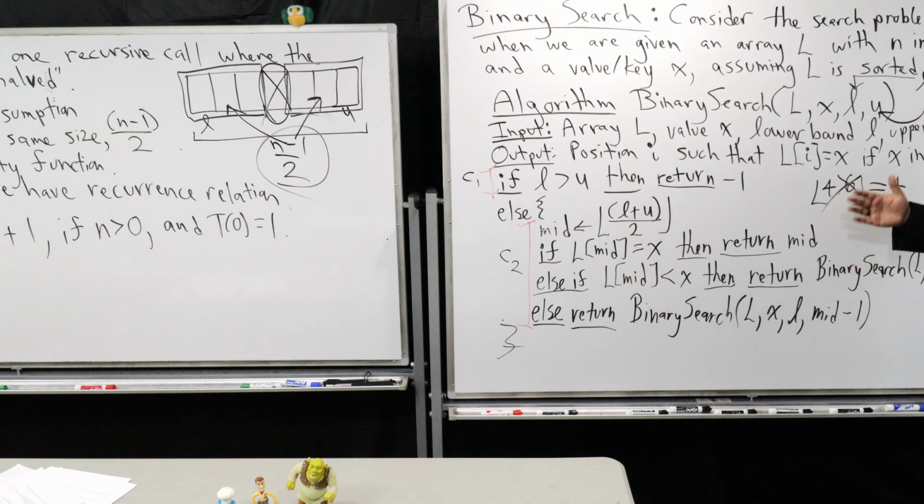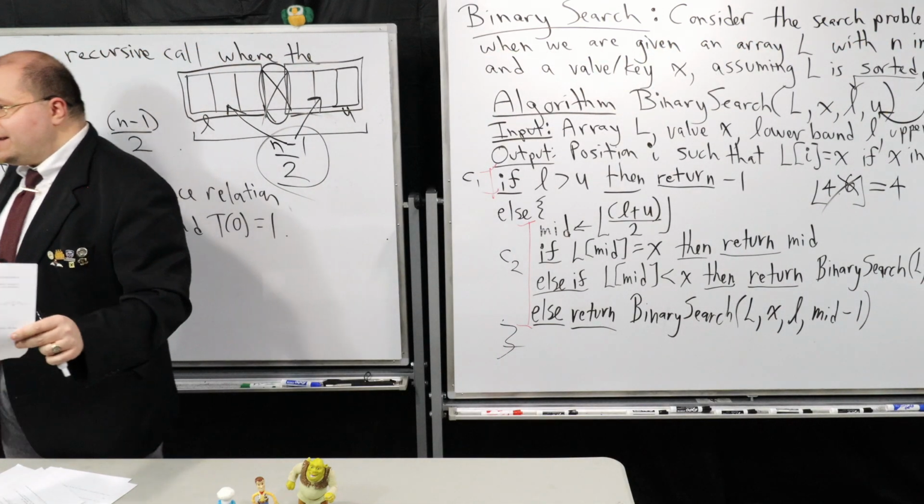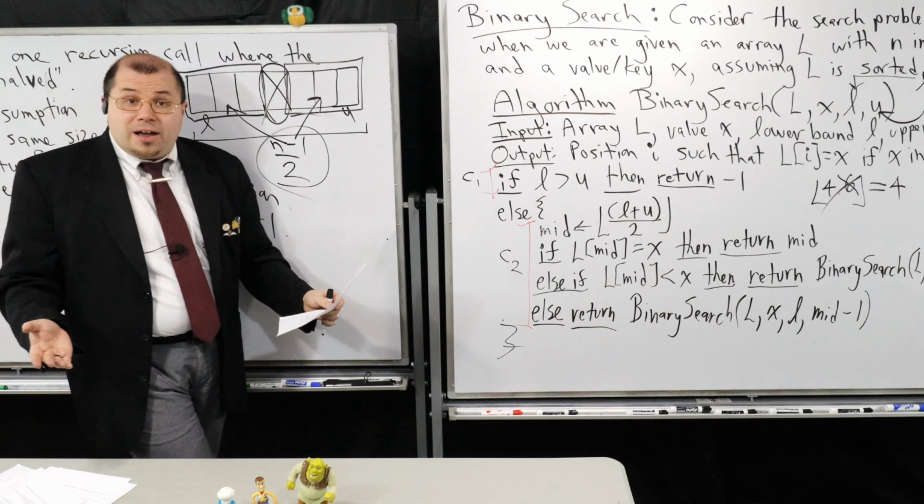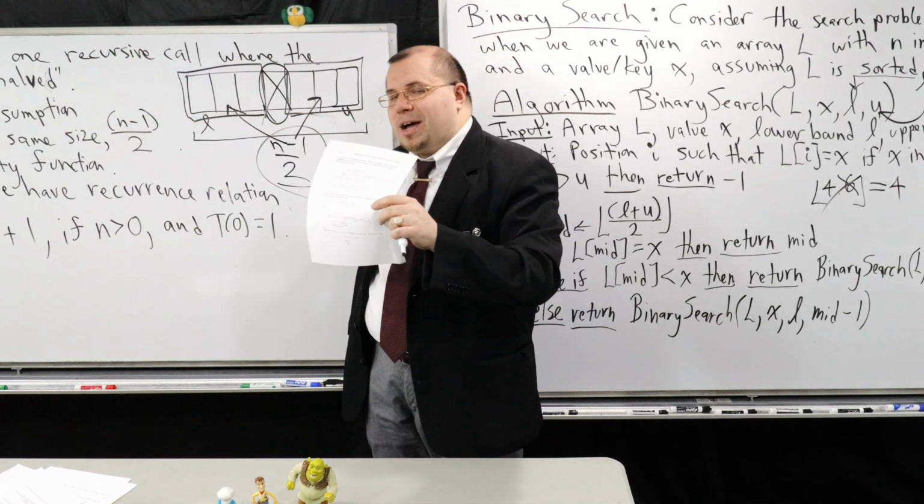Otherwise, it's going to perform one of these two recursive calls. And each of those has a size for how many elements you're going to have to examine. And that is actually going to be bounded by n minus 1 over 2.